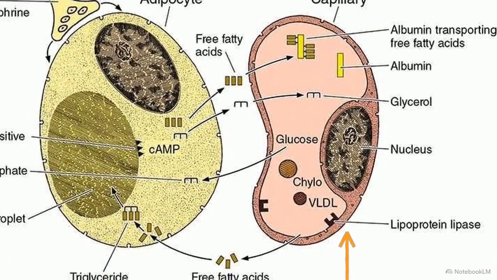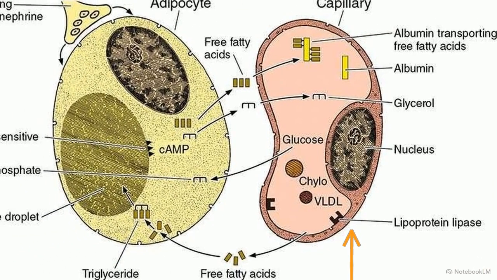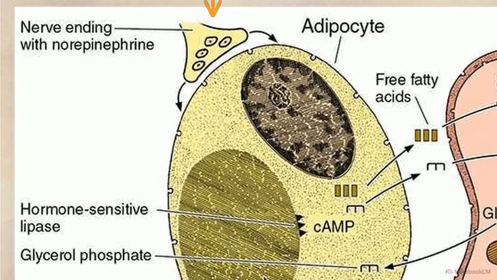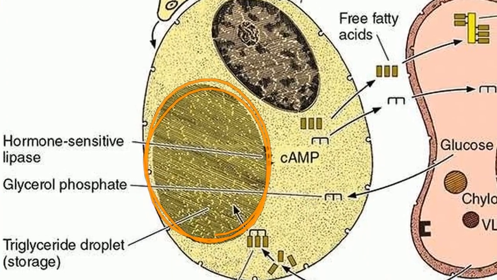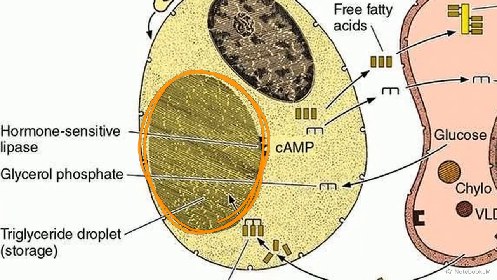At the capillary wall, lipoprotein lipase hydrolyzes these complexes. The free fatty acids enter the adipocyte and are re-esterified into triglycerides for storage. Mobilization is triggered when sympathetic nerve endings release norepinephrine, signaling a systemic fuel requirement. This activates hormone-sensitive lipase inside the cell, breaking down stored triglycerides into free fatty acids that diffuse into the blood and bind to albumin for transport.